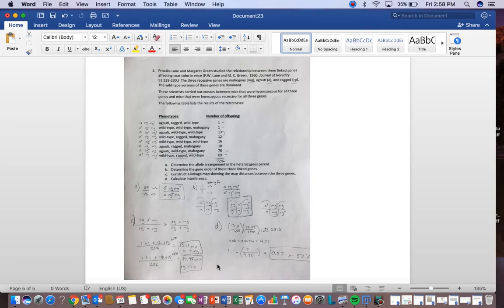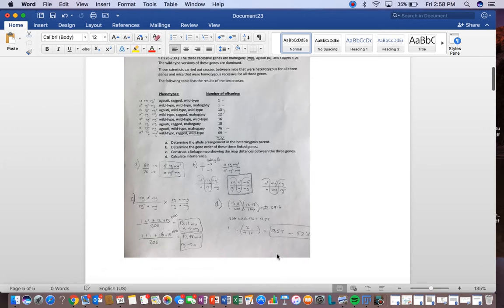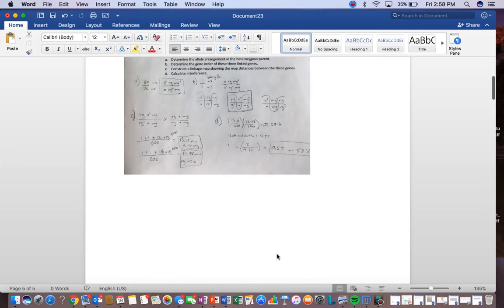For part D, to calculate the interference, we took 13 and 17, divided by 100, multiplied them together, and then multiplied that by the total 206 to get 4.72. Then we plugged that into the interference equation, which is 1 minus 2 divided by 4.72, giving us 0.57 or 57%. That would be our interference value there.